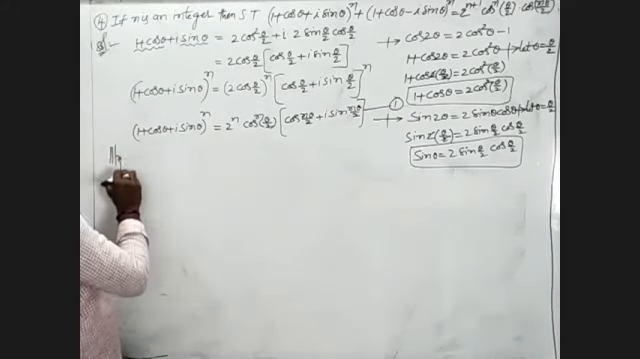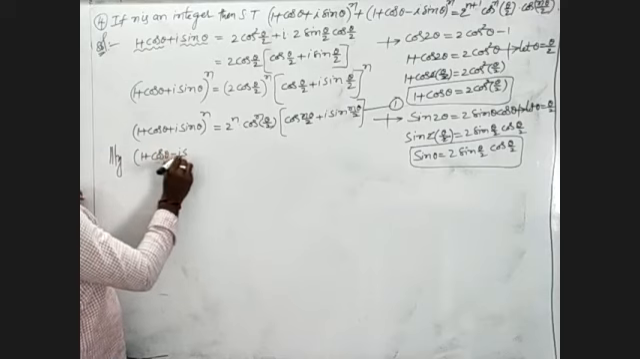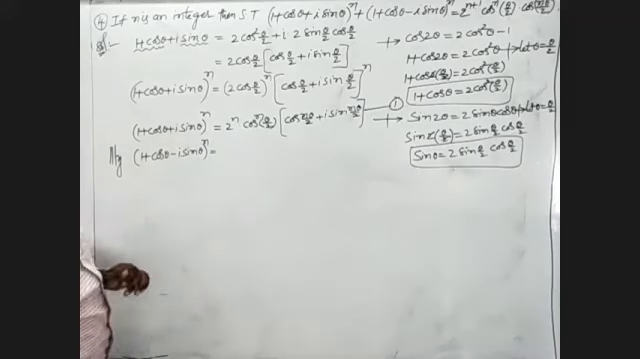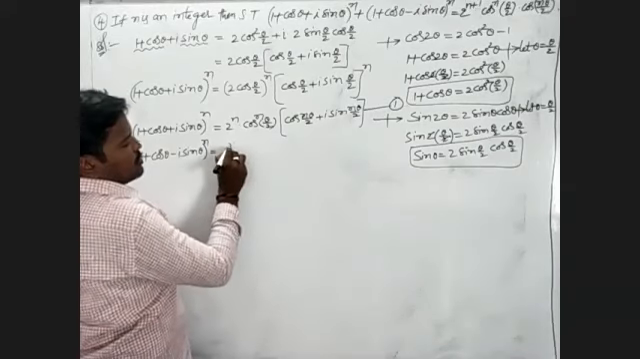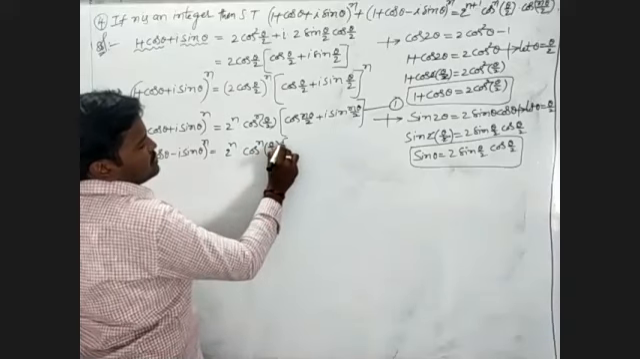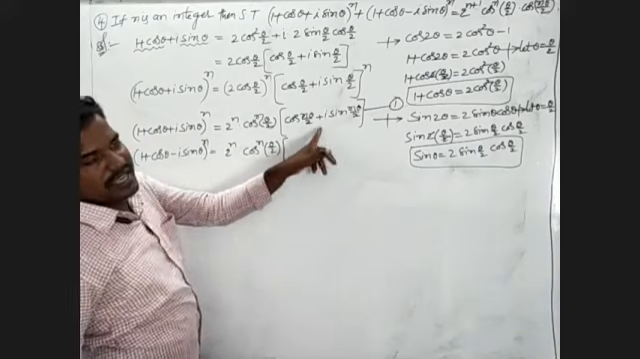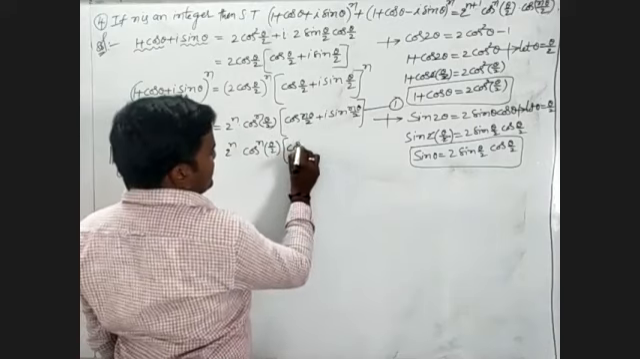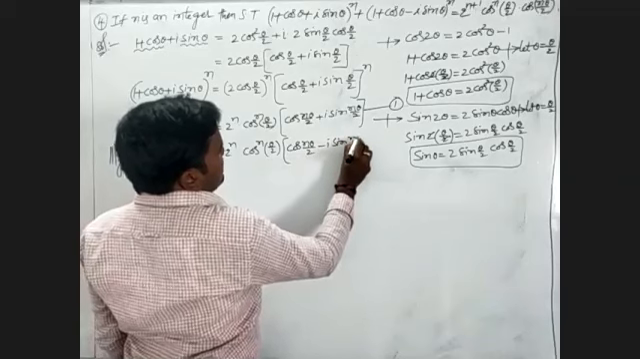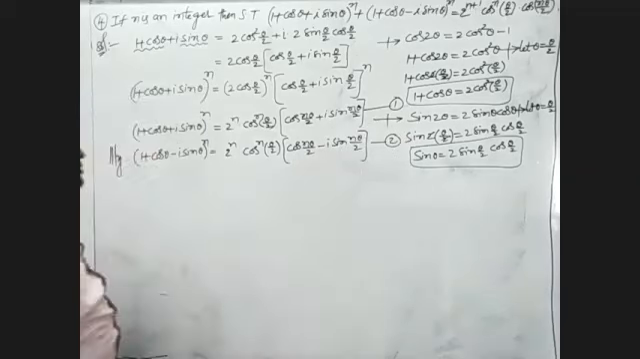Similarly, we will take (1 plus cos theta minus i sin theta) whole power n is equal to, what we have to write? 2 power n into cos power n theta by 2 into, here we will take the symbol minus, here also we will take the symbol minus, that I will write cos n theta by 2 minus i sin n theta by 2. This is equation number 2.